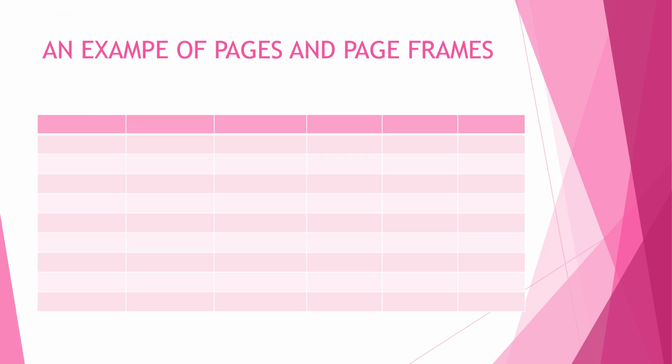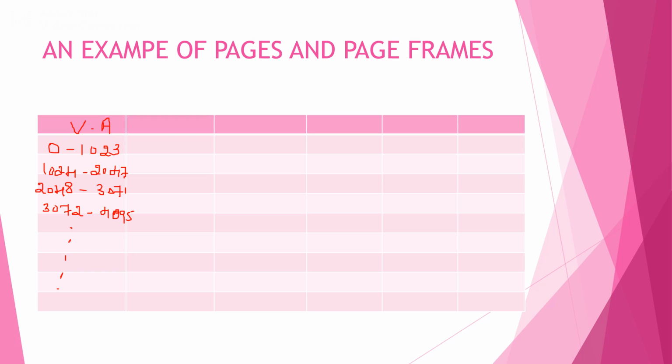An example of pages and page frames. First we'll consider the virtual address, and the address varies from 0 to 1023. The next is 1024 to 2047. Next is 2048 to 3071, and 3072 to 4095, and so on.